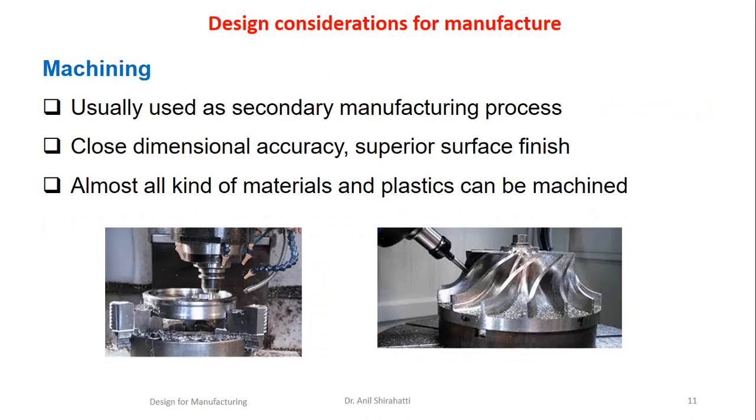Next, if I am doing machining, usually used as a secondary manufacturing process, close dimensional accuracy of maybe 100 micron or less is possible in machining. It depends upon the machine and the machining process you are using. Almost all kinds of materials, and plastic also, can be machined.